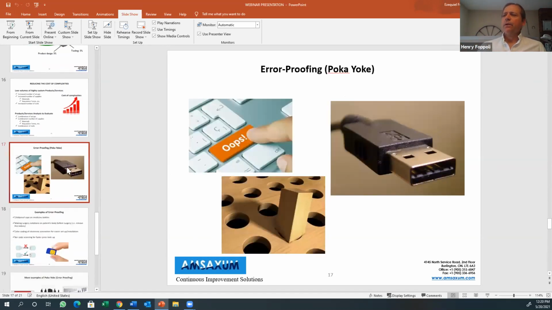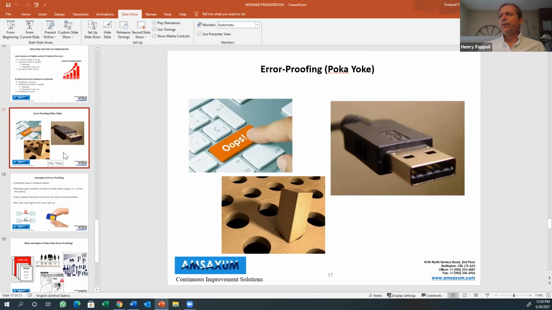And the last tool is error proofing, also called pokayoke in Japanese. There are many Japanese words in Lean because it was mostly developed by Toyota. So pokayoke is a proactive approach to overcome mistakes or defects. It is basically saying, how can I prevent this mistake from happening? And then they take action.